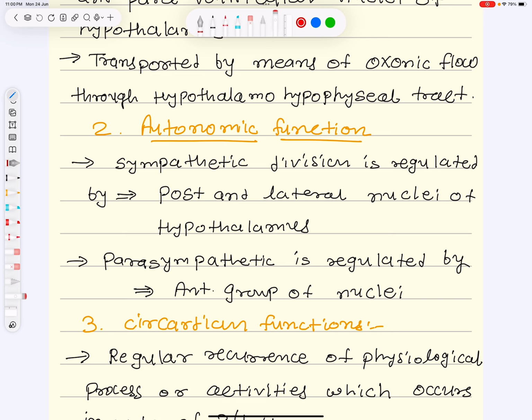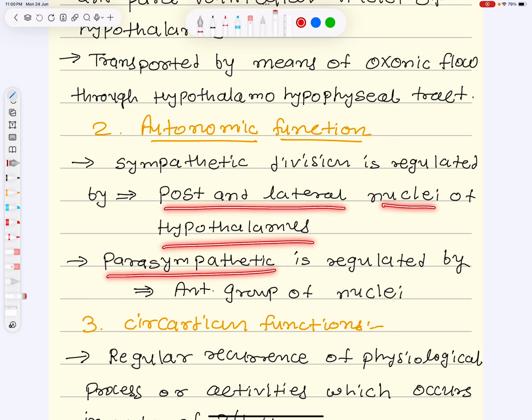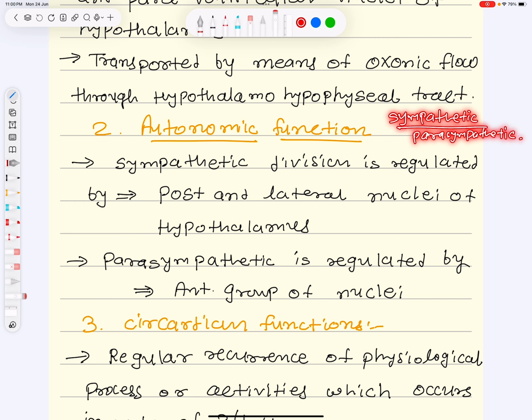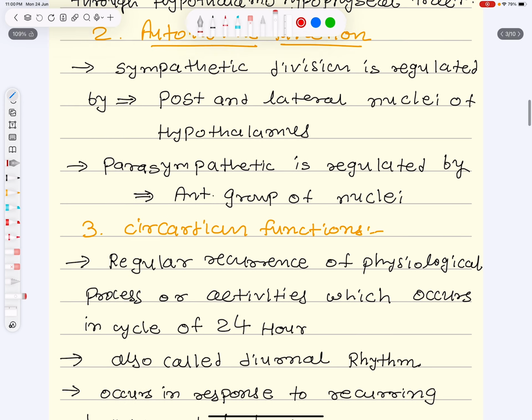Second, autonomic function. So what is autonomic function? In autonomic there are 2, sympathetic and parasympathetic. Sympathetic division is regulated by the posterior and lateral nuclei of the hypothalamus and parasympathetic is regulated by the anterior group of nuclei.